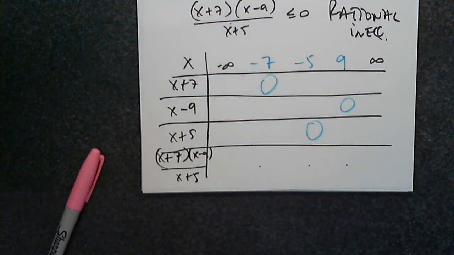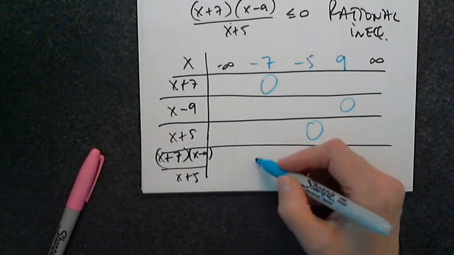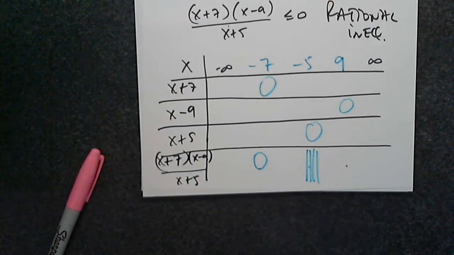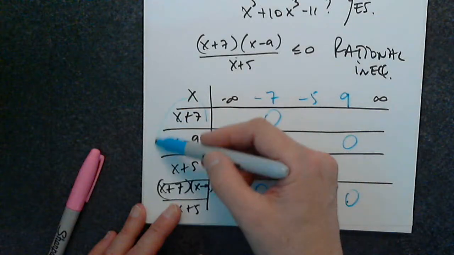What happens to the ratio? Let's think for a moment. What happens to the ratio? Oh, it came 0. So what happens when x is -7? 0. What happens when x is -5? What happens when x is 9? Very good.